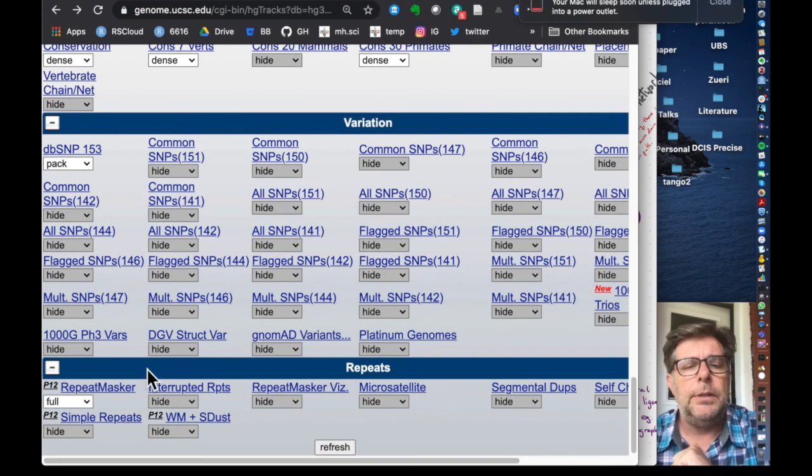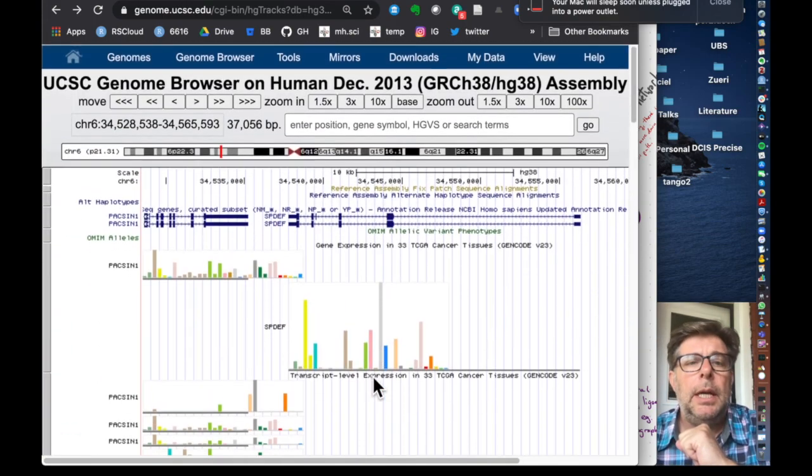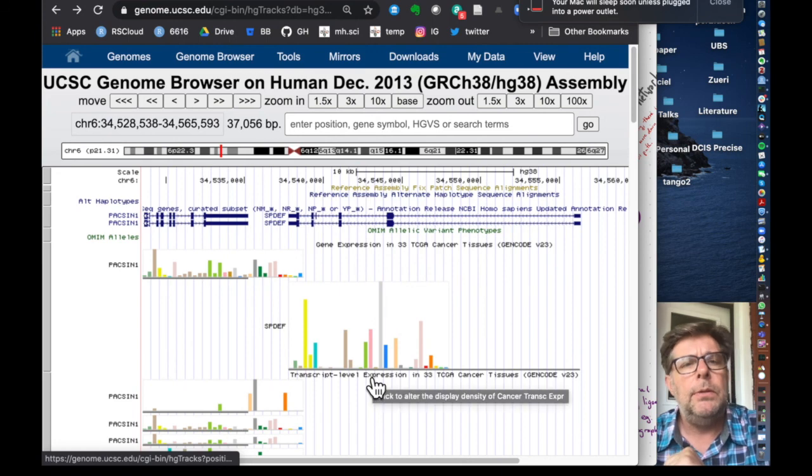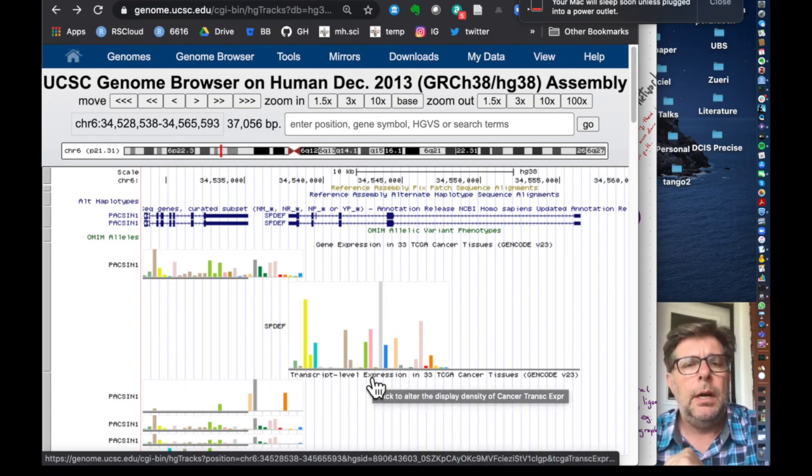And I can do things that are quite technical, like look for repetitive regions in my genes, LINEs and SINEs and retrotransposons. So it's similar in some ways to GeneCards. In other ways, it's just diving deeper into the genomic structure of that gene and where it's located, etc.